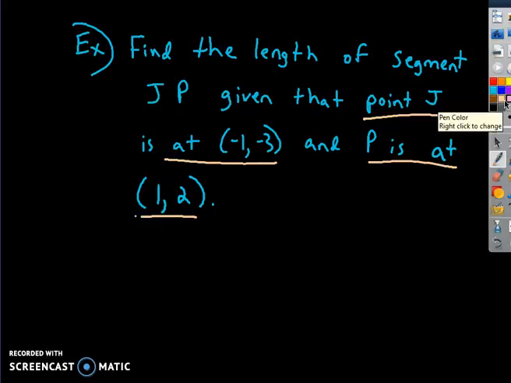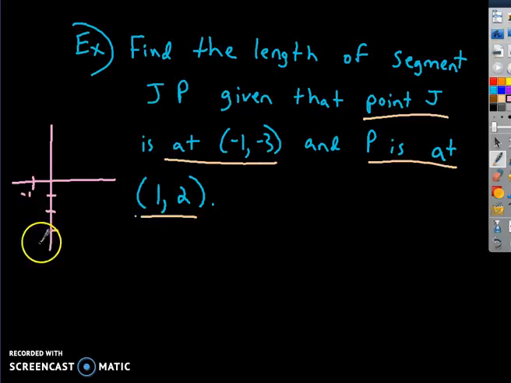If I actually plotted those points, one coordinate is at (-1, -3). So that's a -1, and this is coordinate -3. This is the point for J. And point P is at (1, 2), so it's over at +1, then up 2. So this is the coordinate (1, 2). And the segment JP would be this segment.